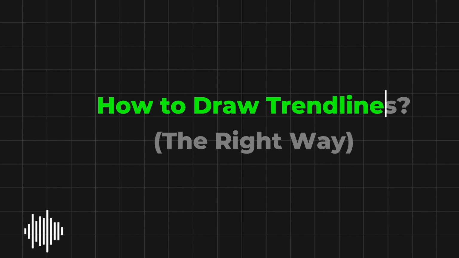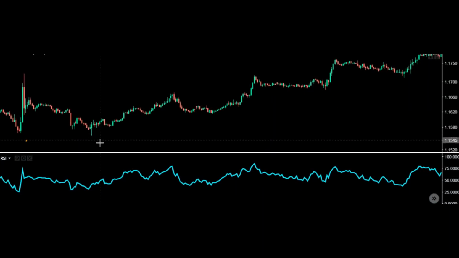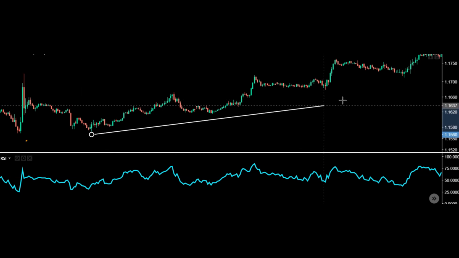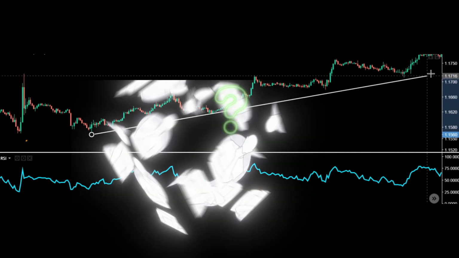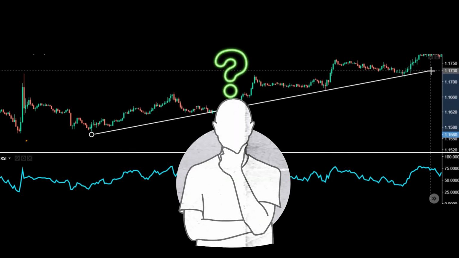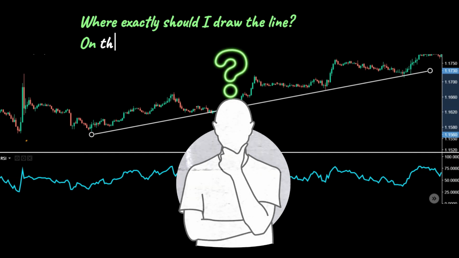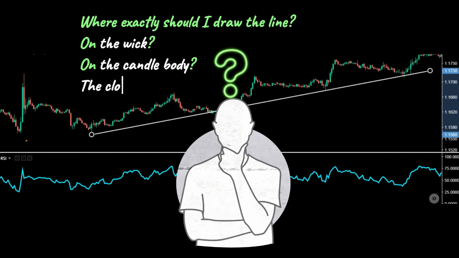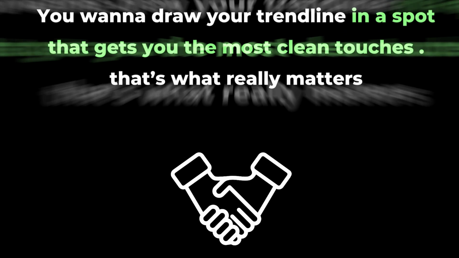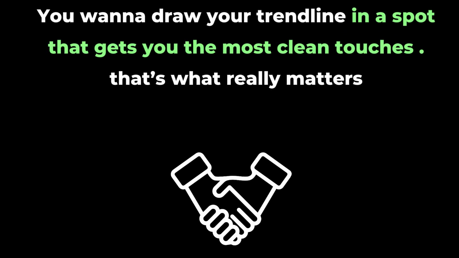How to draw trend lines the right way. Alright, let's talk about how to actually draw trend lines in a super simple and effective way. One question that comes up all the time, especially from newer traders, is where exactly should I draw the line? On the wick? On the candle? The close? Here's the deal. You want to draw your trend line in a spot that gets you the most clean touches. That's what really matters. It's not about being perfect, it's about being practical.